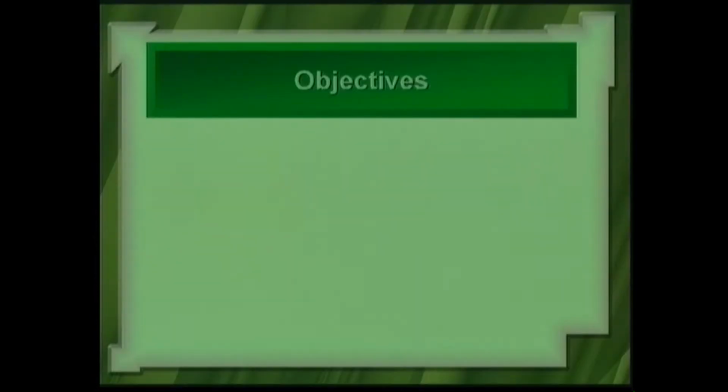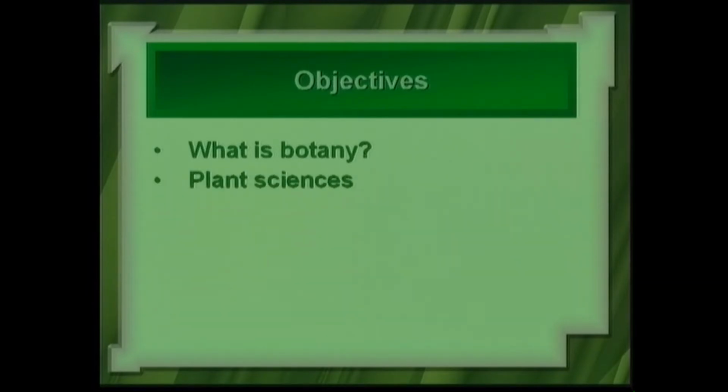So the objectives for today are going to include what actually is botany, what is it comprised of. Next, we're going to talk about some of the subcategories of botany and plant sciences. Thirdly, we're going to talk about life. What is something living? How can you tell between something living and something that's non-living? And we'll go into that too.